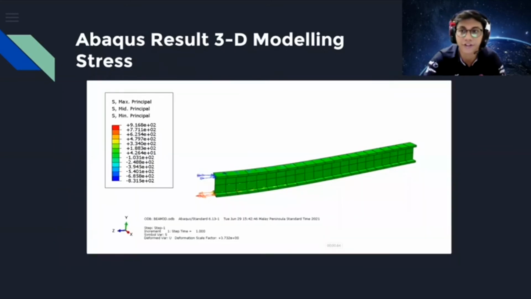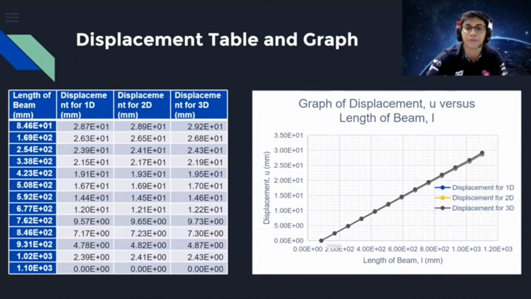Next, as for the stress, we can see here the red arrow is the maximum stress for the beam with the value of 9.168 Pascal. And as we are analyzing a symmetrical I-beam, the middle part is the web and the flat surface here is the flange. So the maximum occurs at the flange and at the bottom of the fixed support.